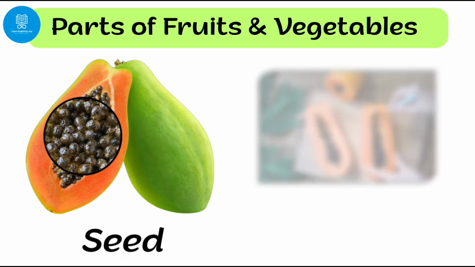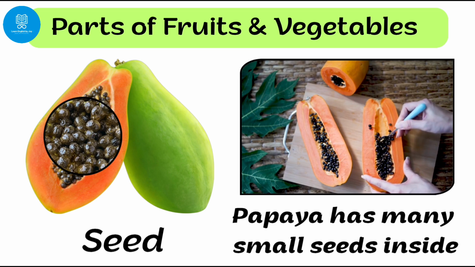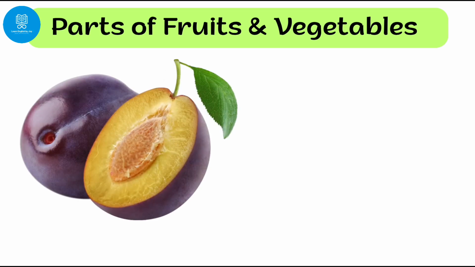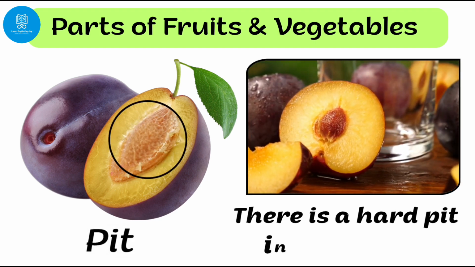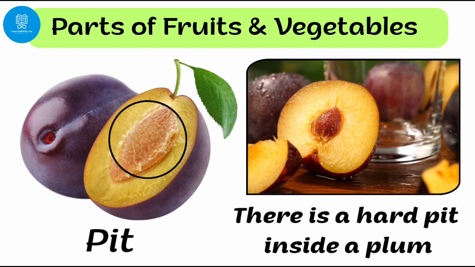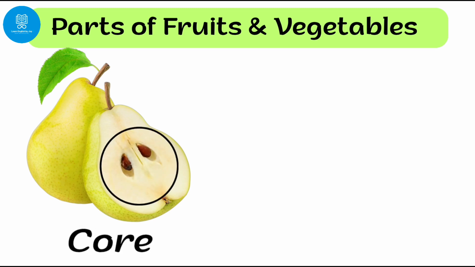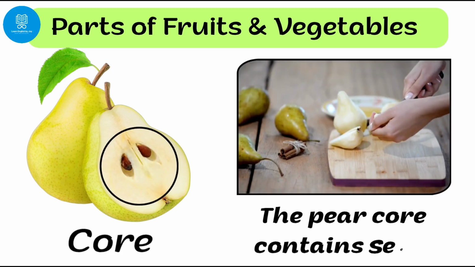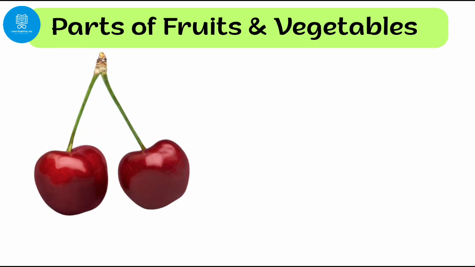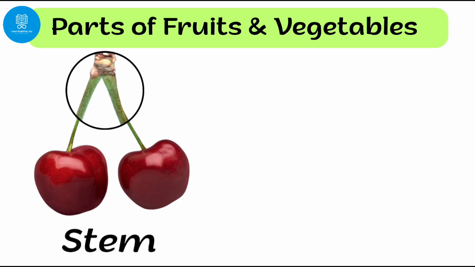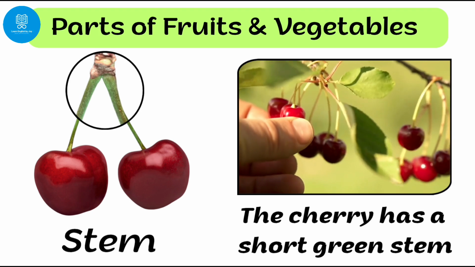Seed. Papaya has many small seeds inside. Pit. There is a hard pit inside a plum. Core. The pear core contains seeds. Stem. The cherry has a short green stem.